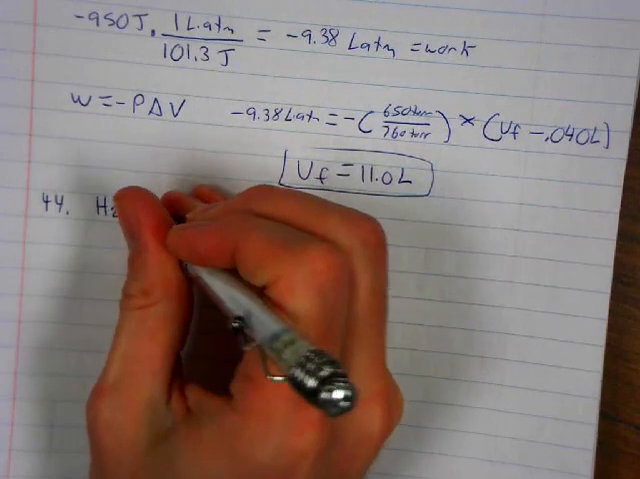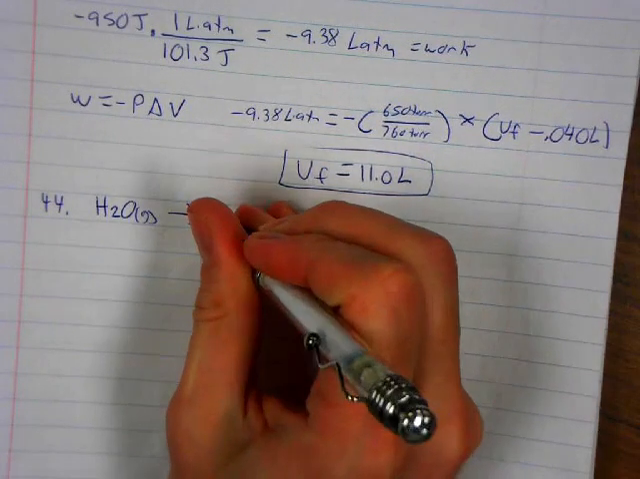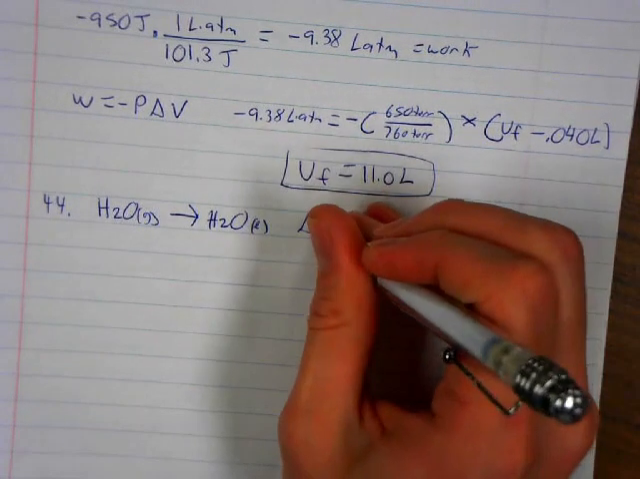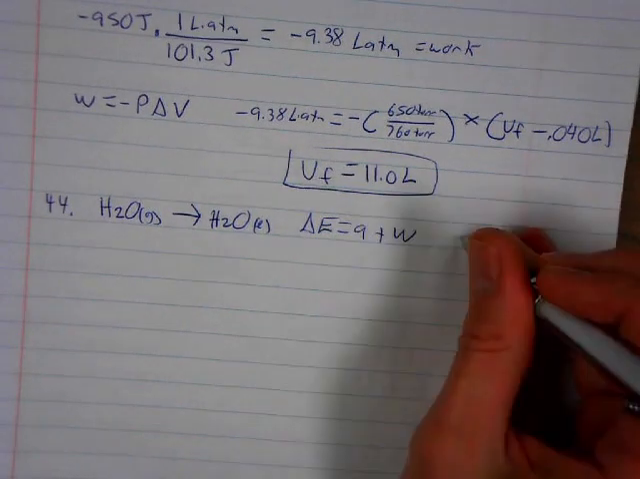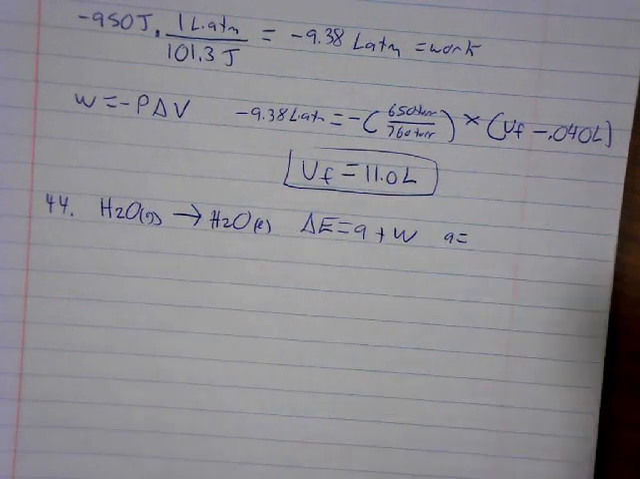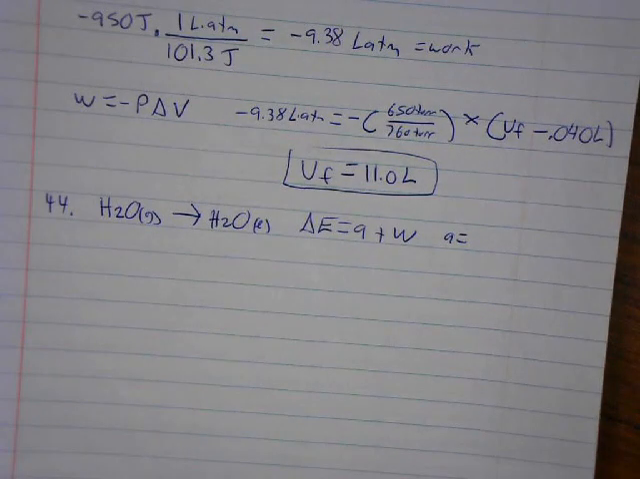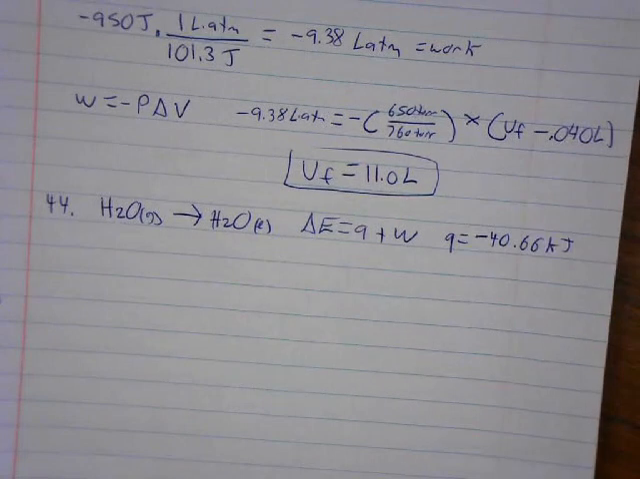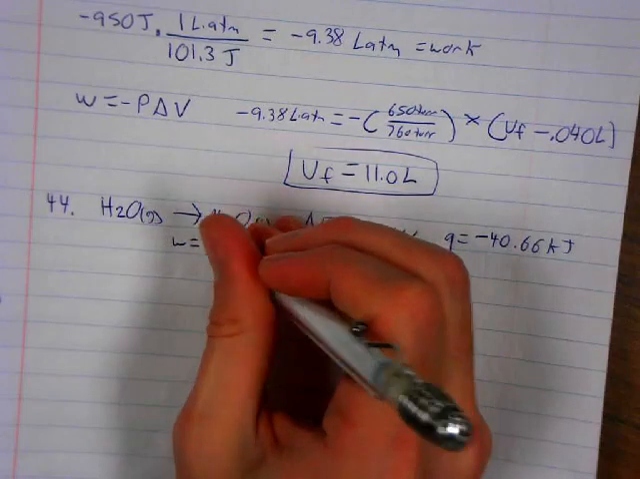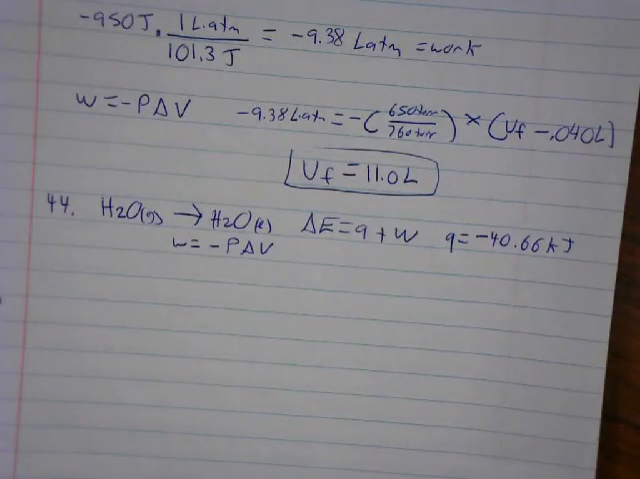So at 44, we have essentially H2O gas going to H2O liquid. And we know that delta E equals Q plus W. And they gave me Q, right? So Q equals what? Negative, because it says heat is released. If heat is released, it should be exothermic, so it's negative. So Q is negative 40.66 kilojoules. And we know that W equals negative P delta V.